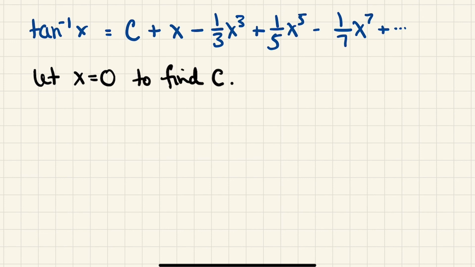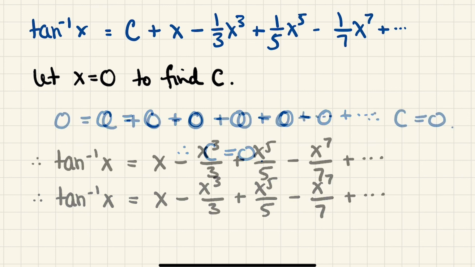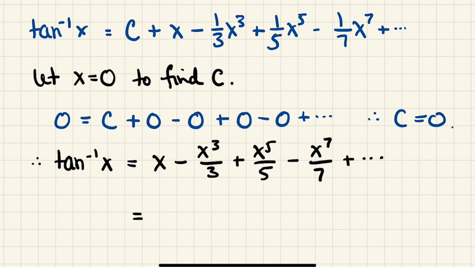Okay, so on the left we have inverse tangent of 0, which is 0. And on the right we have c plus 0 minus 0 plus 0 minus 0, etc. So of course we see that c is equal to 0. And our conclusion is that inverse tangent of x is equal to simply this. Okay, and writing this in sigma notation, we're going to get this form.